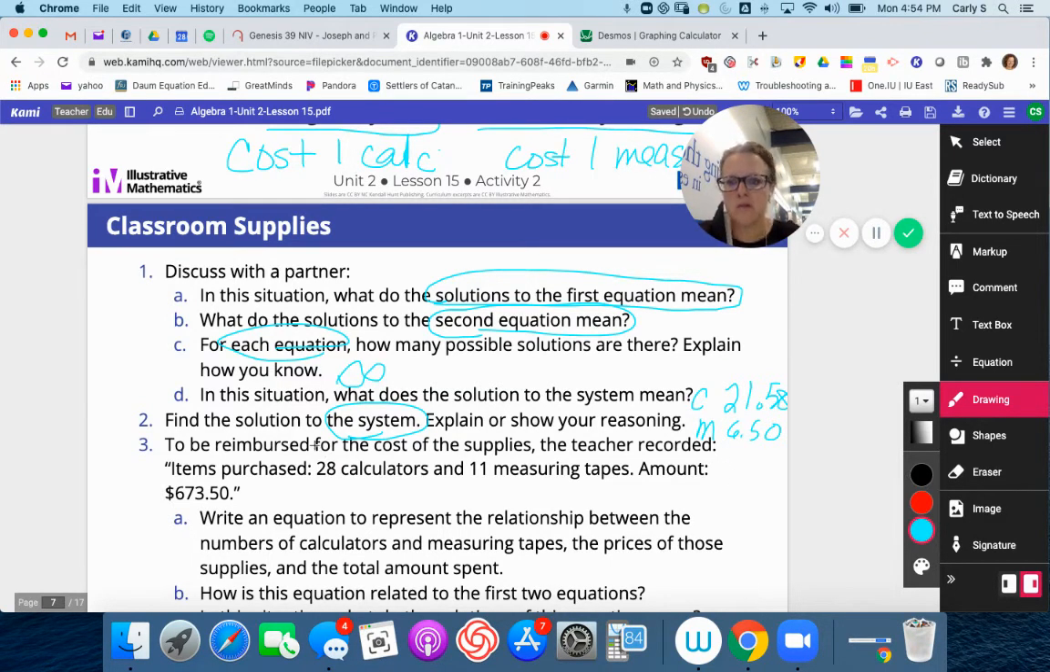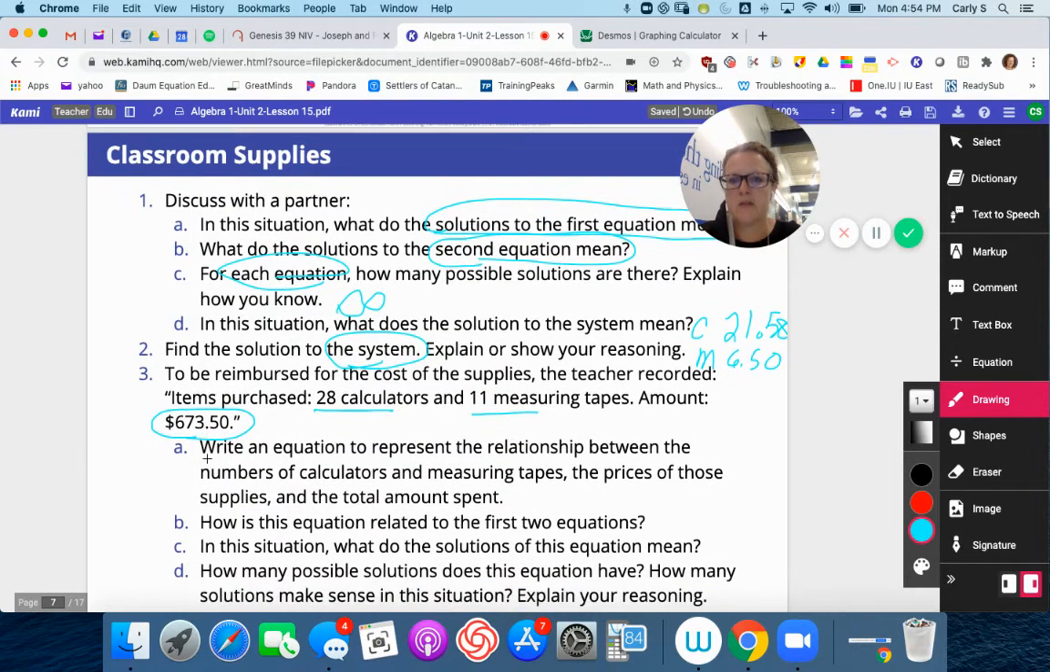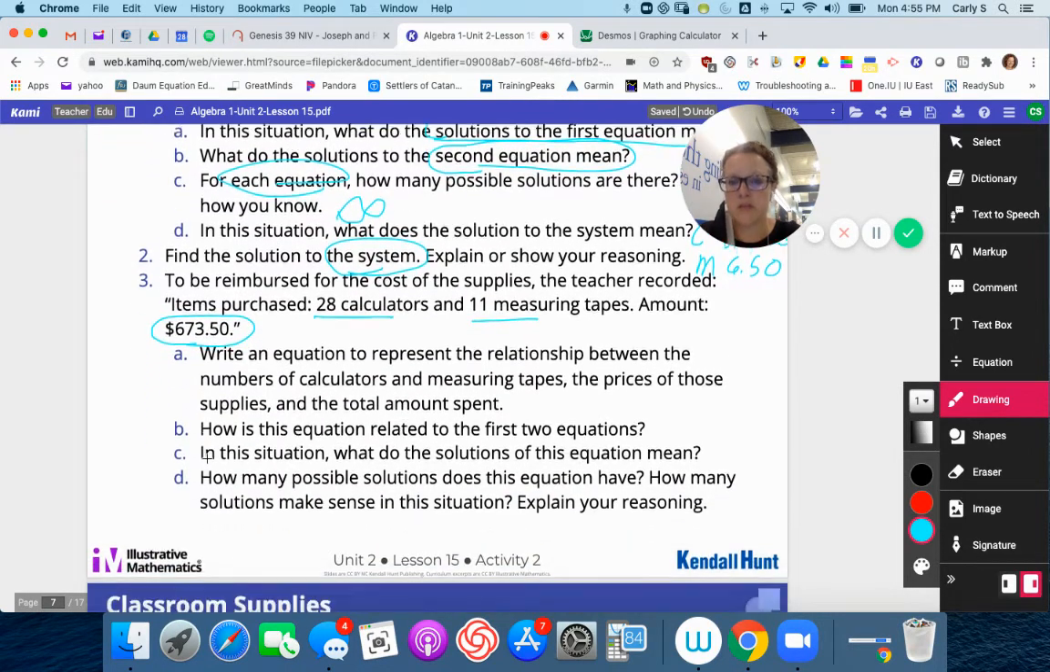So to be reimbursed for the cost of supplies, the teacher recorded items purchased: 28 calculators and 11 measuring tapes. Amount: $673.50. All right, so write an equation to represent the relationships between the numbers of calculators and measuring tapes, the prices of those supplies, and the total amount spent.